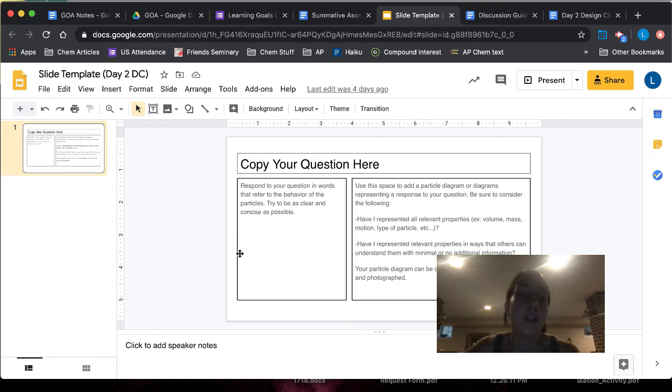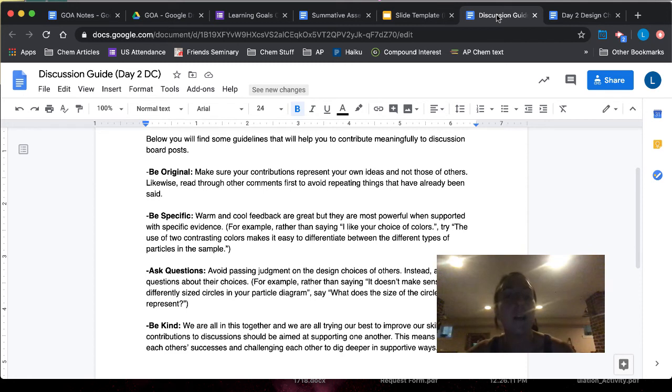So here you see a template where students would be given a question about observable phenomena that they would copy here. Then they would answer the question in words and also show a particle diagram to explain the macroscopic behavior. And then students could use the discussion guide to critique and offer feedback on those particle diagrams.